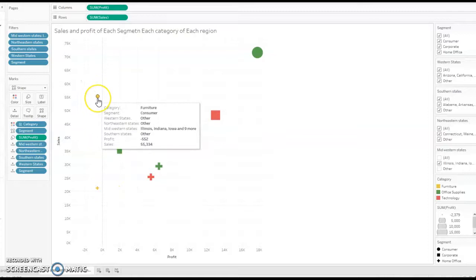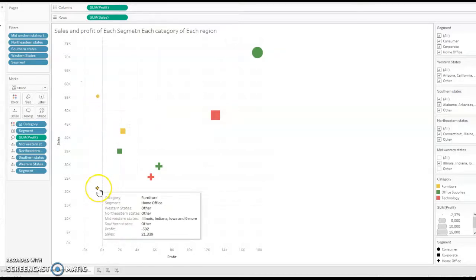And here we can see that for the category furniture at the consumer level, we have a loss here, and we also got a loss for the segment home office and category furniture. So we need to further analyze why this loss occurred.